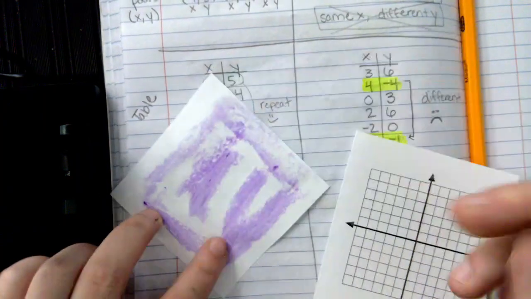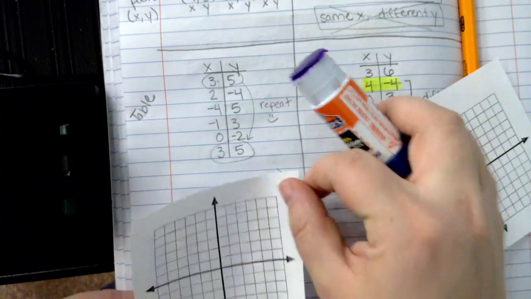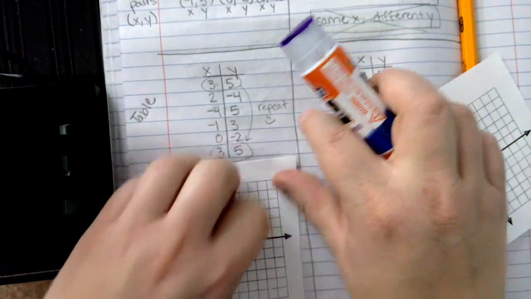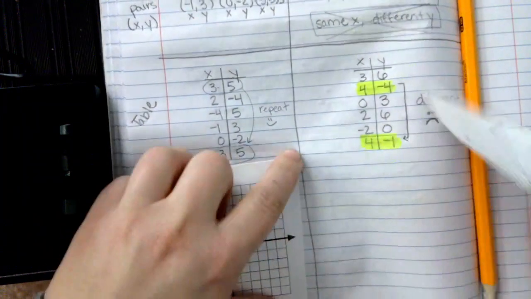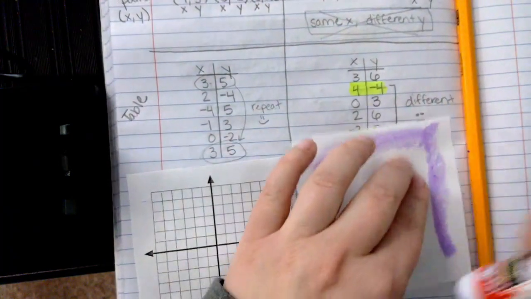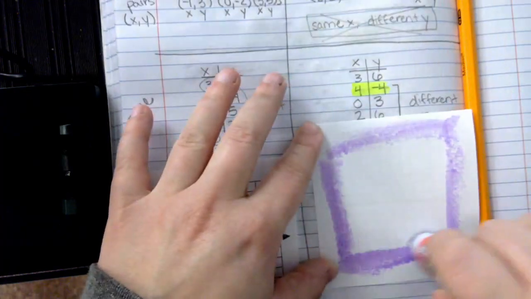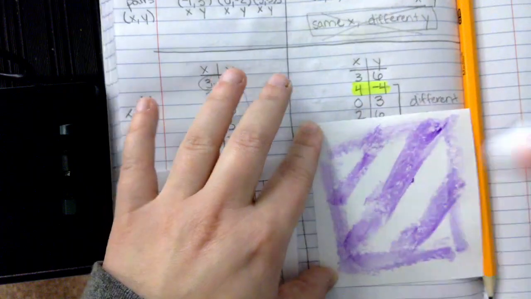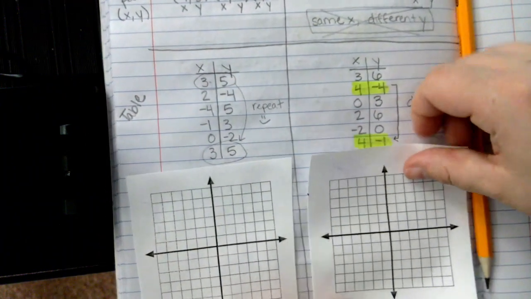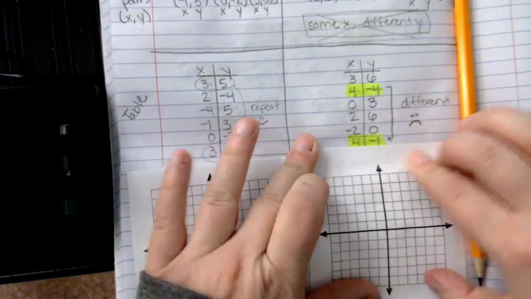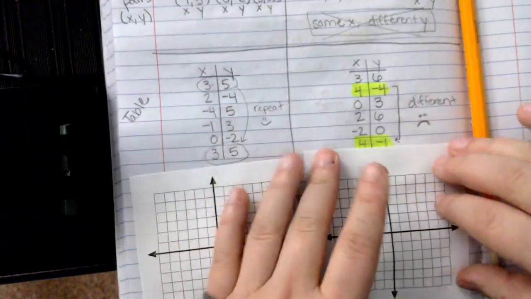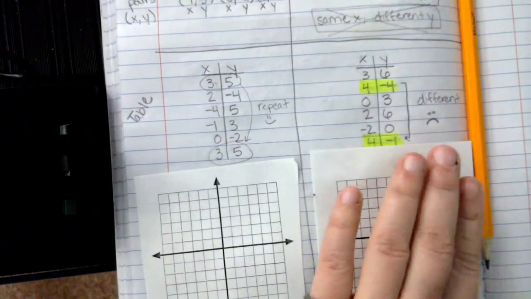Left 1, up 3. Alright, here's the tricky one. 0, negative 2. For 0, negative 2, are we going to go up, down, left, or right? Down. Good. I don't go left or right. We just go down 2. And then I have 3, 5. So right 3, and then up 5. But we already have a point there, and that's okay.